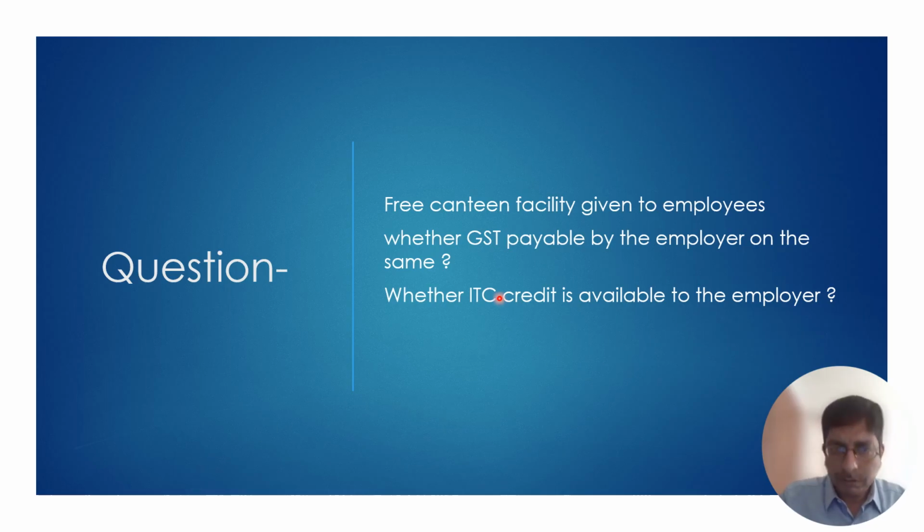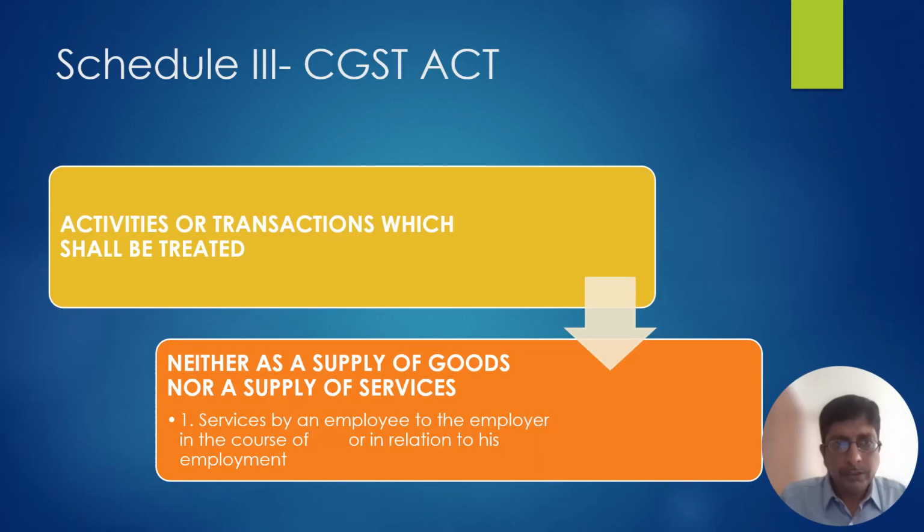Let's see the answer to the first question, and for this purpose we need to refer to Schedule 3 of the CGST Act and Schedule 1 of the CGST Act. Let's see Schedule 3 of the CGST Act. What it says is that certain activities are to be treated neither as supply of goods nor supply of services. So they don't come within the purview of supply at all.